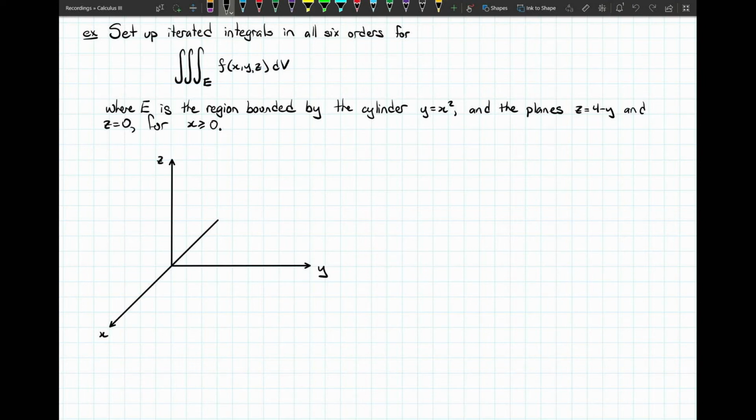bounded by the cylinder y equals x squared. That's a parabolic cylinder. And the planes z equals 4 minus y and z equals 0. Z equals 0 is just the xy plane. For x greater than or equal to 0. This will actually just put us into the first octant. And it's precisely that region that I just showed you in Maple. But let's see if we can try to sketch it ourselves.